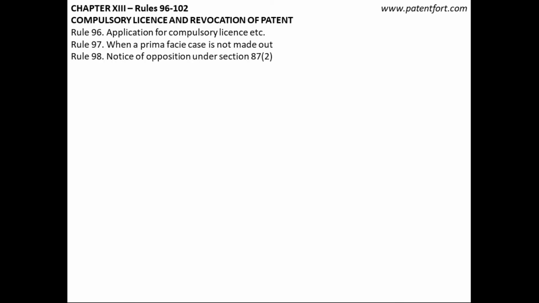Chapter 13, Rules 96 to 102, Compulsory license and revocation of patent. Rule 96, Application for compulsory license, etc. Rule 97, When a prima facie case is not made out. Rule 98, Notice of opposition under section 87(2). Rule 99, Manner of publication of the revocation order.